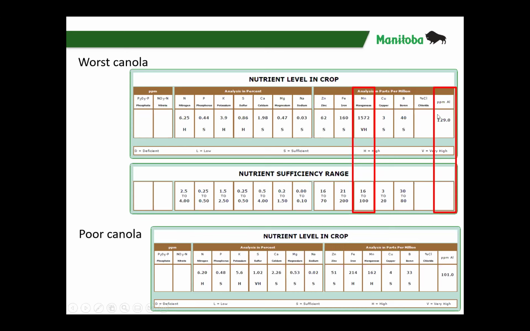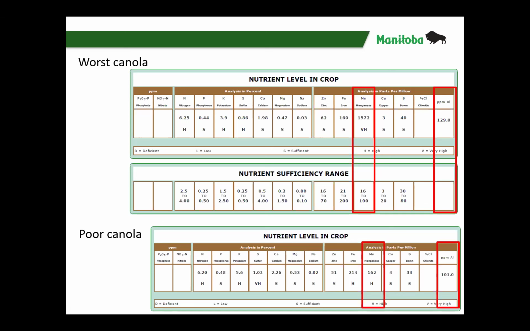Aluminum here, 129 parts per million is the number coming up for aluminum. There is no note of whether this is very high, since it's not something we look at as a sufficiency issue with crops, but that number is very high. And in the better but not great growing crop, we still see this issue, where we've got 162 for that manganese. It's still outside of the sufficiency range, but problematic. And same with the aluminum.